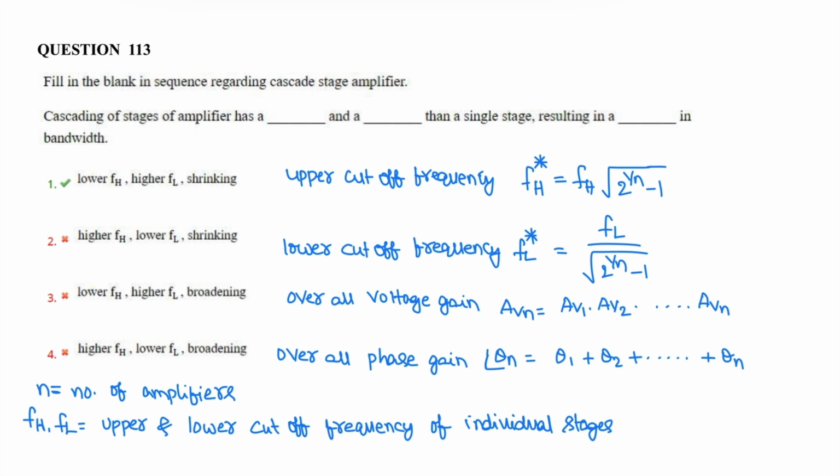Next question. A cascading amplifier has dash and dash than a single stage. So for a cascading amplifier, what happens to the higher cutoff frequency and what happens to the lower cutoff frequency?